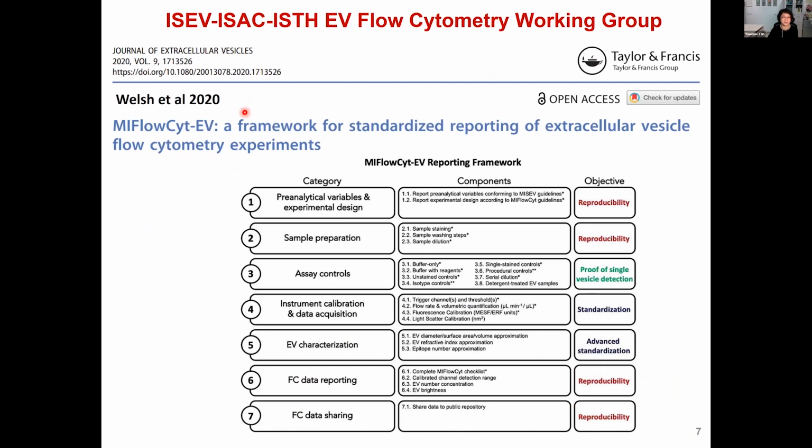And earlier this year, a group working on EV flow cytometry, researchers from 3 societies, ISEV, ISAC, and ISTH, published a position article in JEV to report a consensus framework for standardized reporting of extracellular vesicle flow cytometry experiments. I do recommend, if you are interested in using flow cytometry for EV analysis, please refer to this article for standardized reporting.